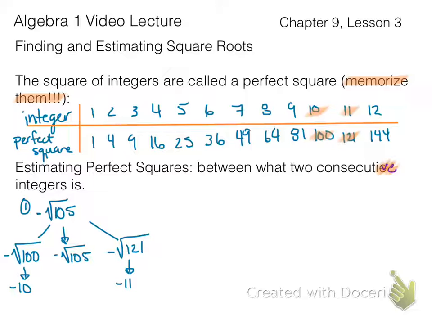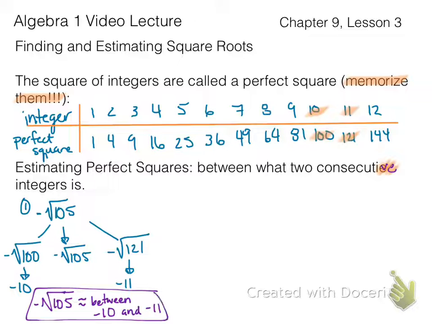But it's probably a little closer to negative 10. So if they had to have you pick one, I'd probably round down to negative 10. So there we go. The opposite of the square root of 105 is between negative 10 and negative 11. Bam. So again, it's really good if you memorize those perfect squares up until a certain point, just because they could come in really handy, especially if you're estimating.